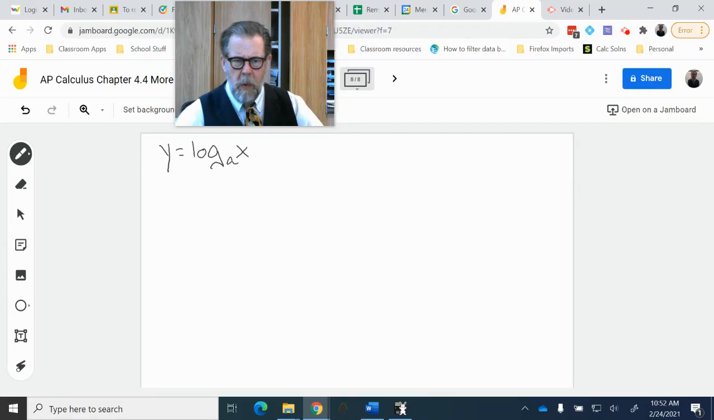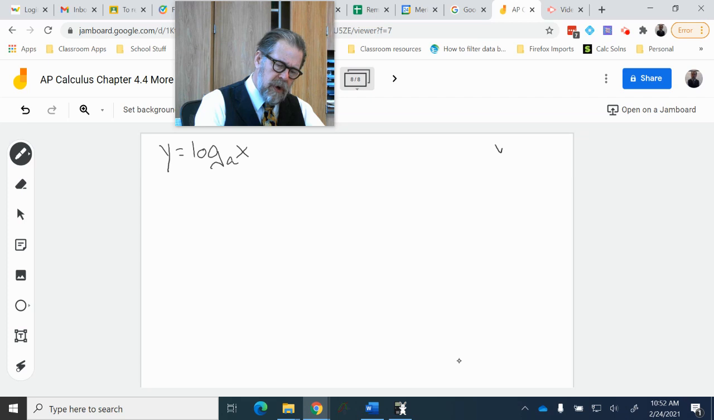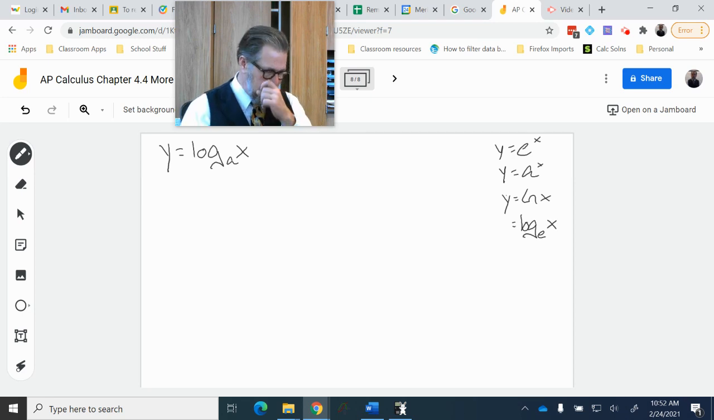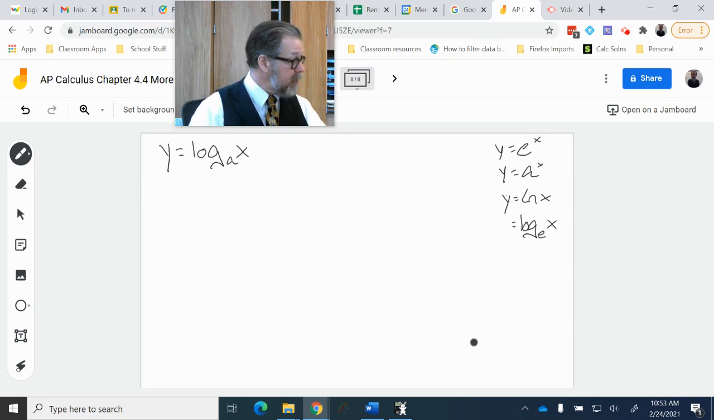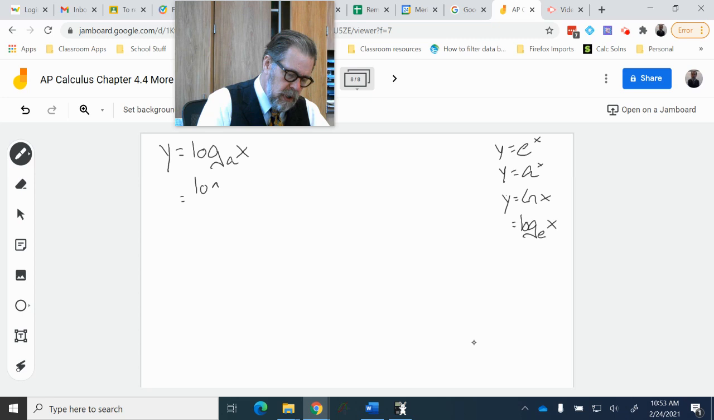Okay, so when we started out, we found the derivative of e to the x, and then we generalized that to any base. Then we found natural log of x, but of course, natural log is just log base e of x. And so now what we're going to do is generalize this to any base of a logarithm function. So let's start by rewriting log base a of x as log base e of x divided by log base e of a.